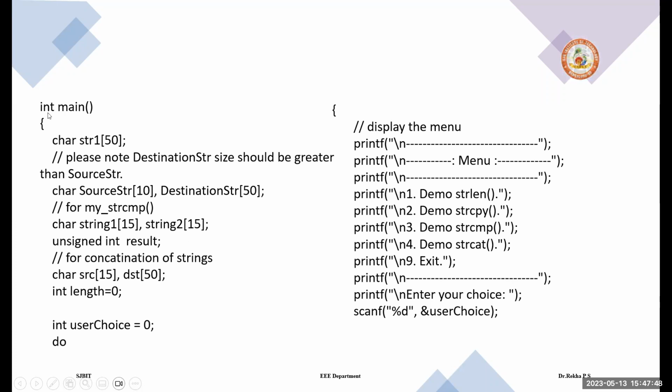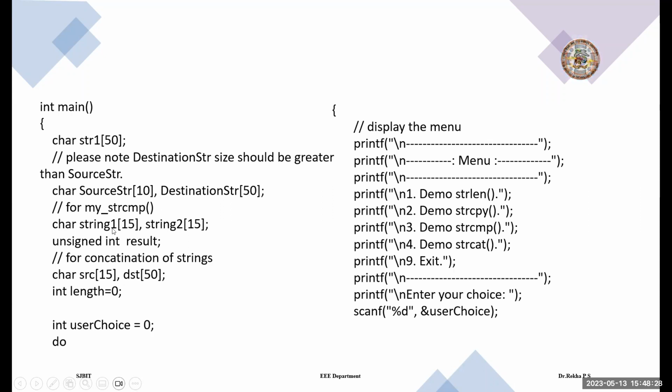Now we will start from the main function. So the return type of main function is integer. Now we are declaring one variable called str1 of data type character, which has size 50. And already I have told you that the destination string size should be greater than the source string. So we are declaring two more strings, destination string as well as source string, where the size is defined within the square brackets as shown.